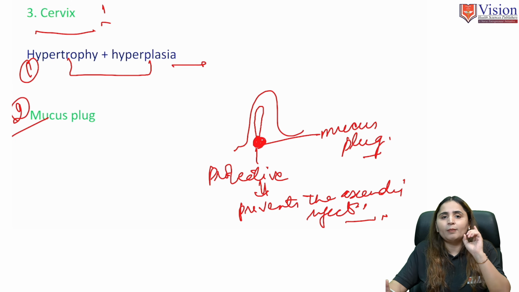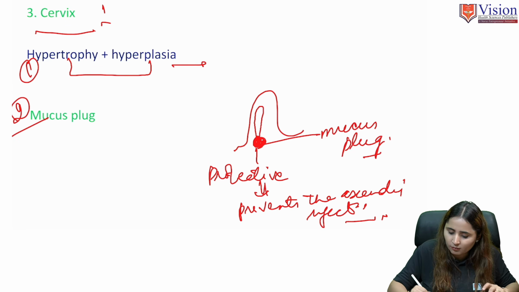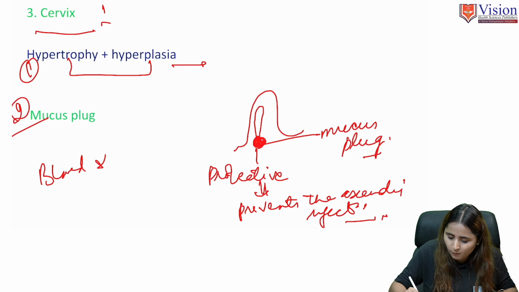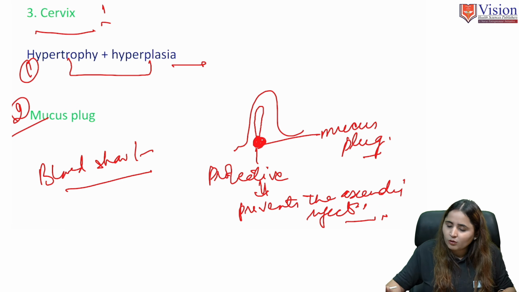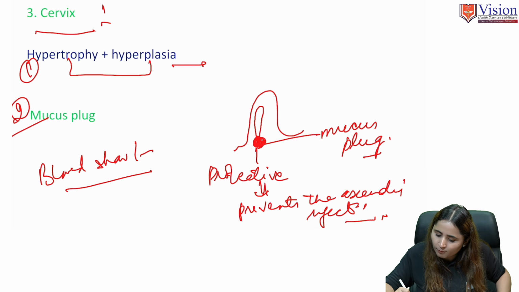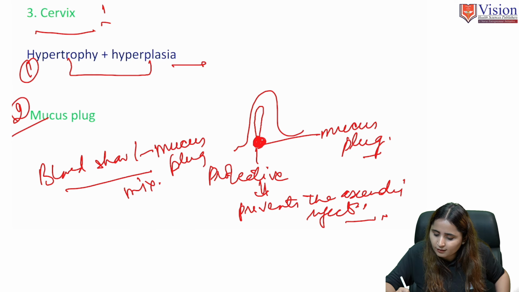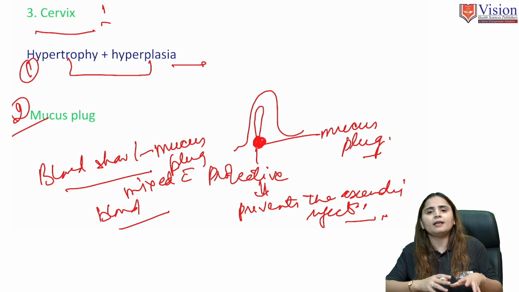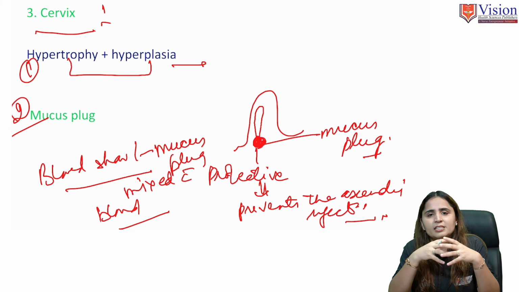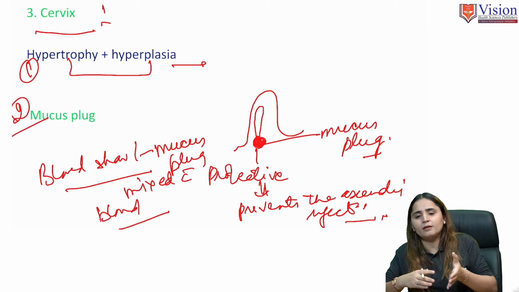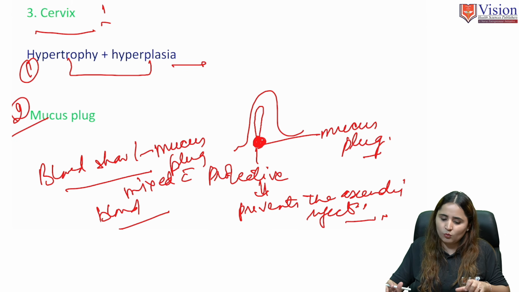So remember we had discussed in the first stage the term bloody show. The bloody show is when the mucus plug mixed with blood. So when labor starts, this mucus plug will get expelled along with some blood in it, which is called the bloody show.